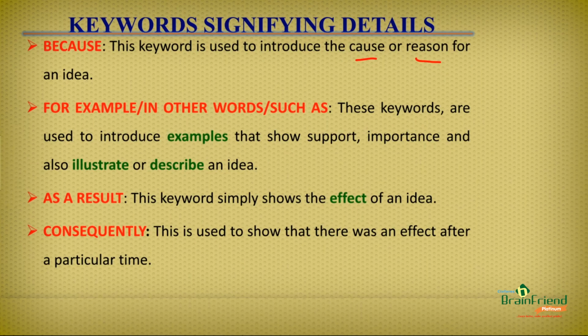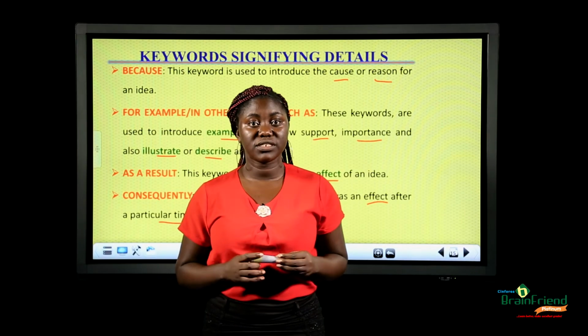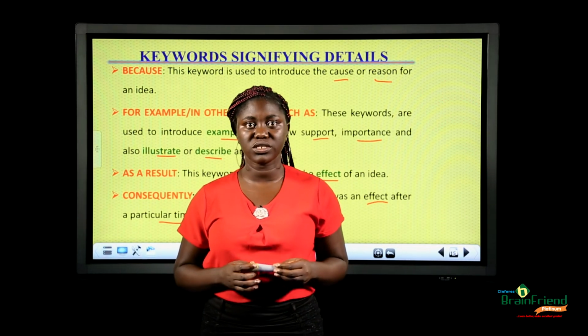Next, we have the following keywords: for example, in other words, or such as. These keywords are used to introduce examples that show support, importance, and also illustrate or describe an idea. Next, as a result, this keyword simply shows the effect of an idea. For example, it rained heavily this morning, and as a result of that, I went to school late. Now let's take a look at the next keyword, consequently. This is used to show that there was an effect after a particular time. Now let's go on to see an example of how one of these keywords was used in a speech.